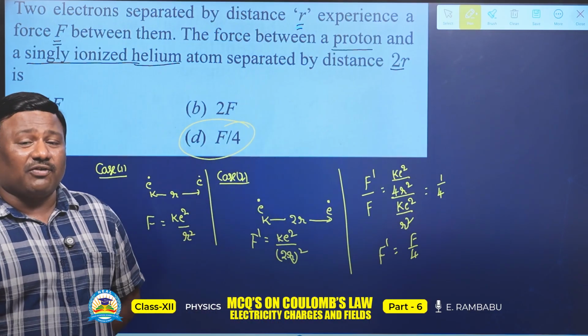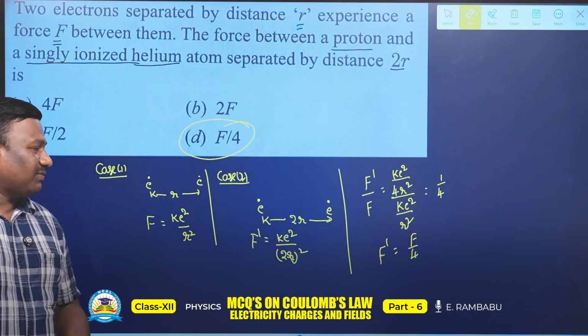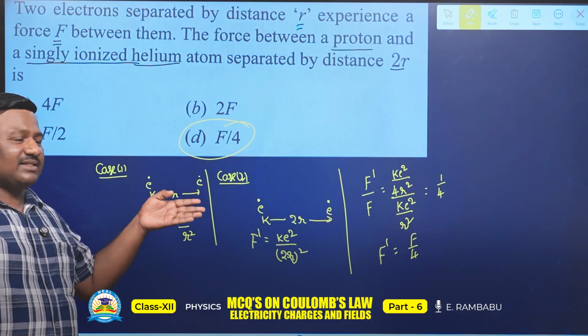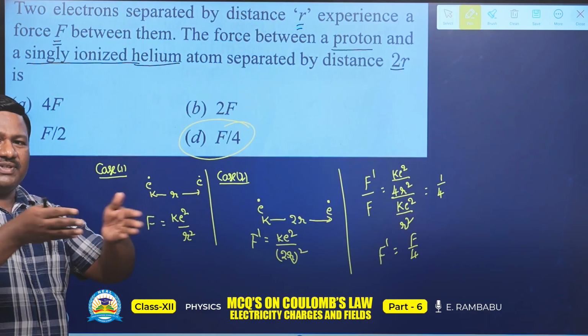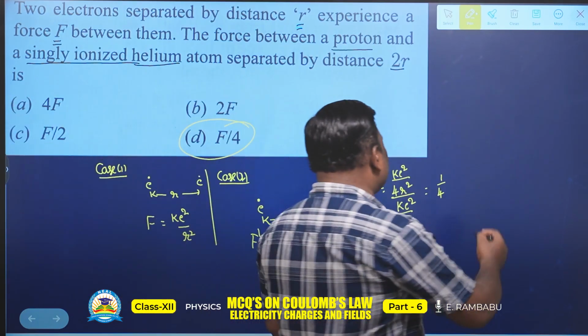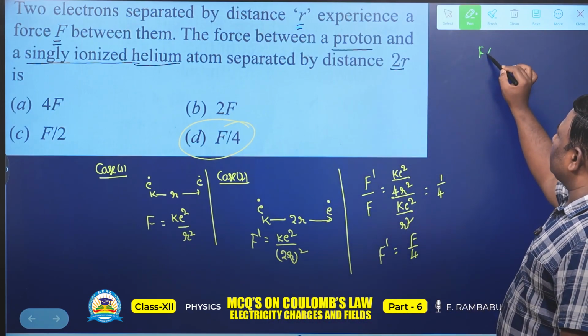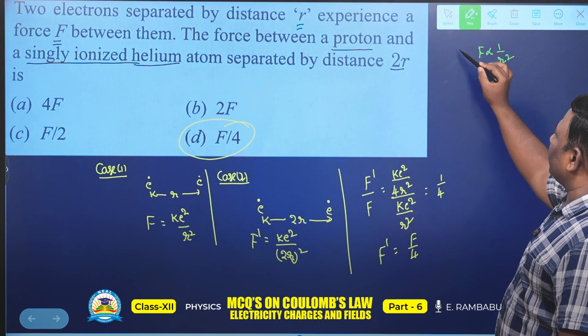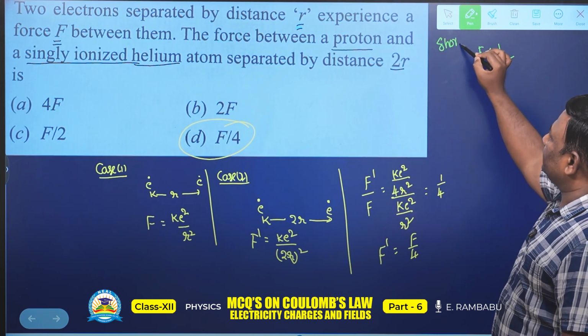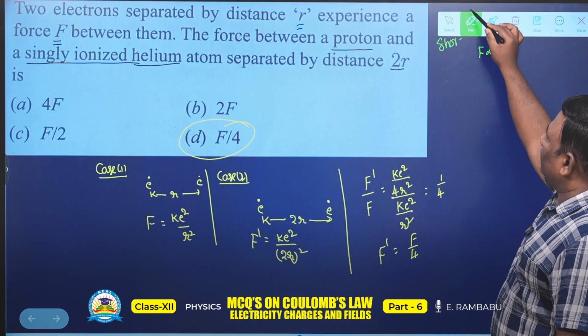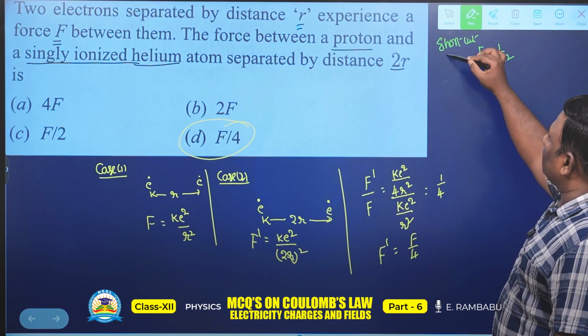So here why the force decreases? Because of the separation increases. Charge does not change, distance is changing. For this we are going to take the shortcut. Here the shortcut is nothing but force is inversely proportional to distance square.